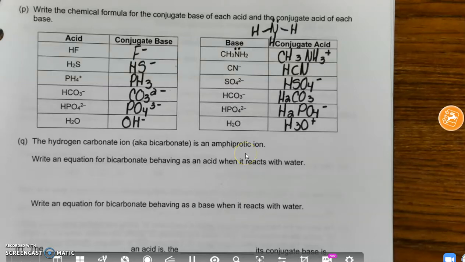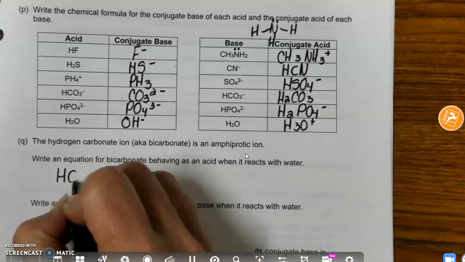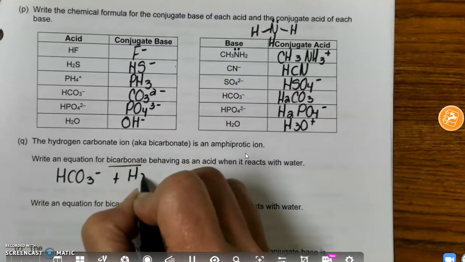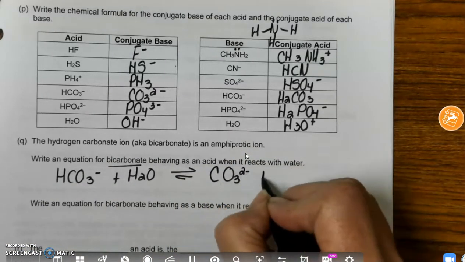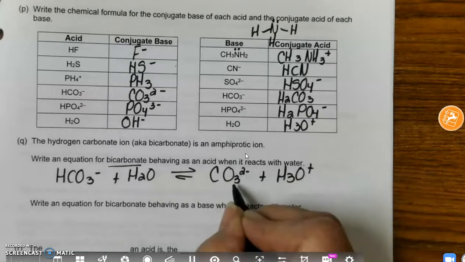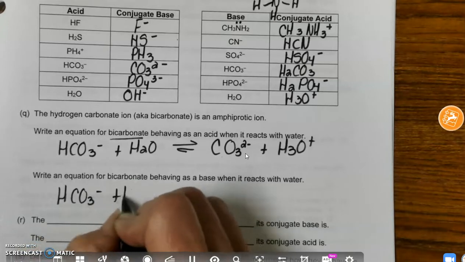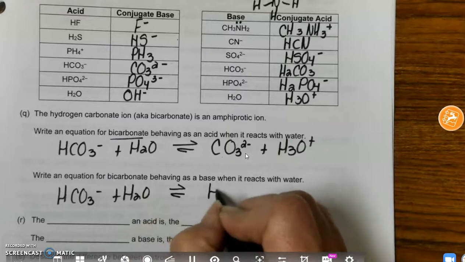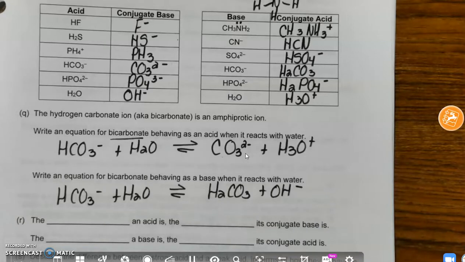So let's look at an amphoteric ion, or an ion that can act as an acid or a base. So we're going to look at bicarbonate. Bicarbonate looks like this. Now, if it reacts with water, it can lose a proton and generate carbonate, or it can gain a proton and make carbonic acid with hydroxide. Okay? And so I can do either of these in that scenario.